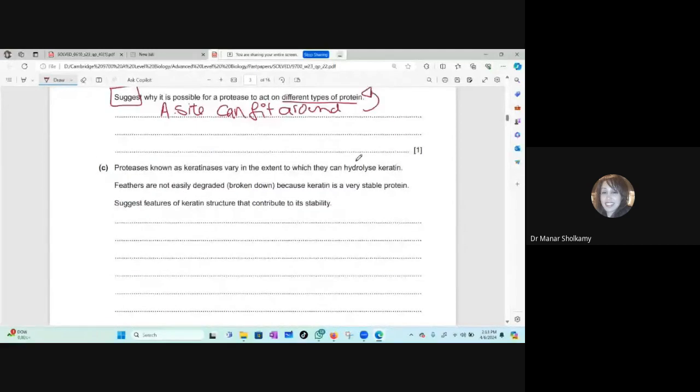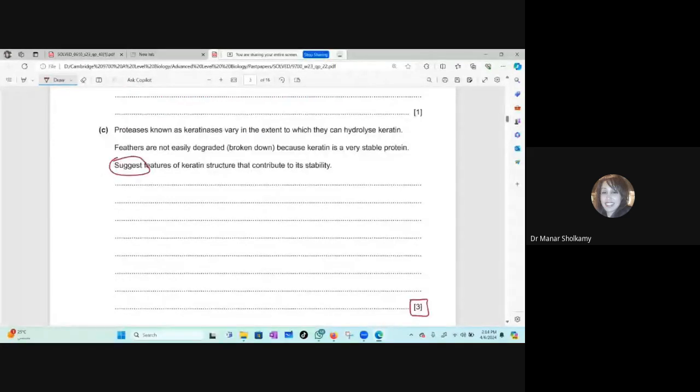Proteases known as keratinases vary in the extent to which they can hydrolyze keratin. Feathers are not easily degraded. They're not easily broken down because keratin is a very stable protein. Suggest features of keratin structure that contribute to its stability. The first thing you will do is look at the number of marks, 3 marks. So I want you to suggest why keratin is stable. I want 3 suggestions.